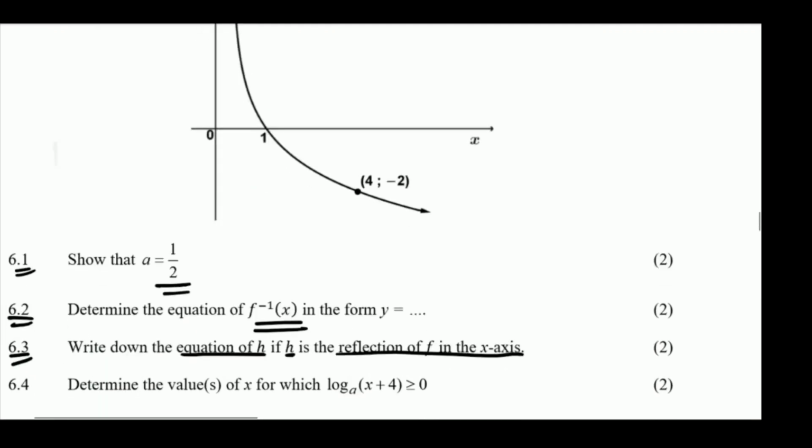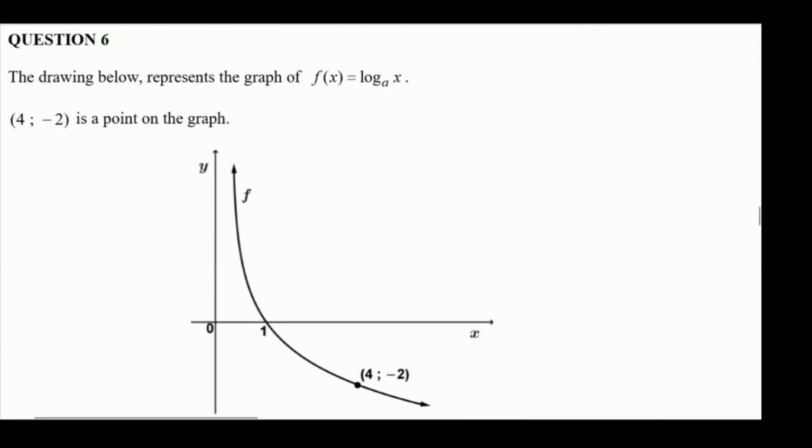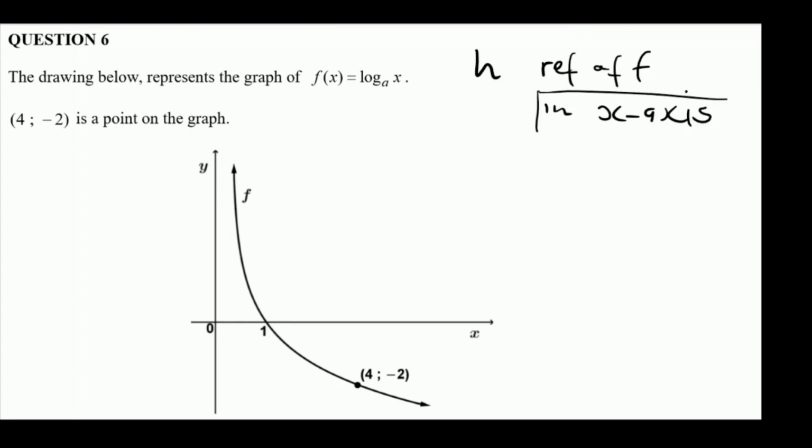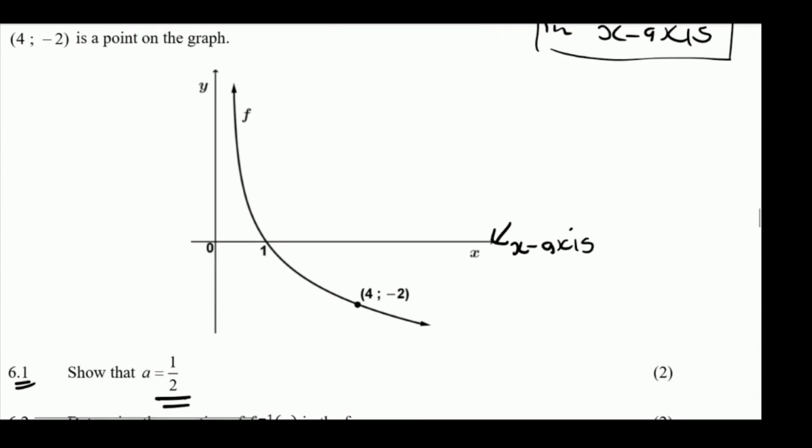So we want to find the equation of h if h is the reflection of f in the x-axis. So this is really important. Where is the reflection happening? In the x-axis. So this is our x-axis, right? So the graph reflects about the x-axis.